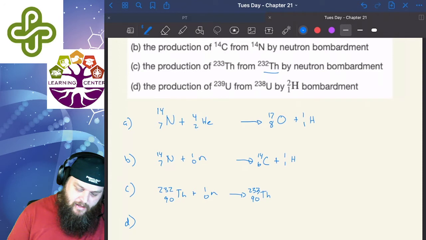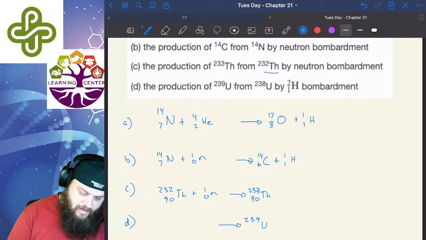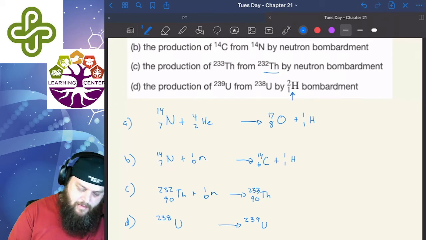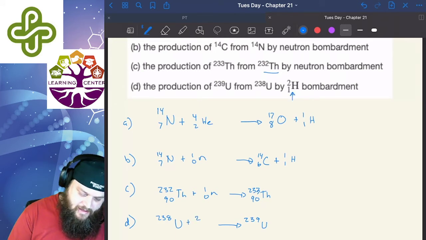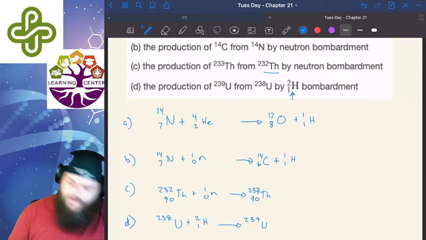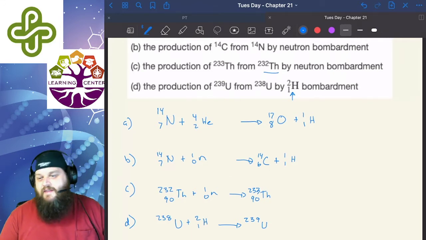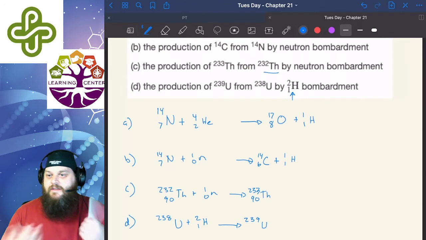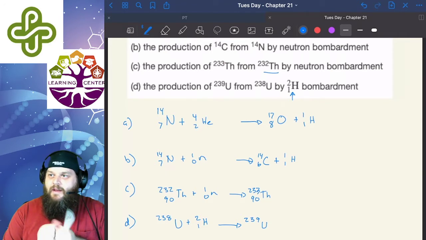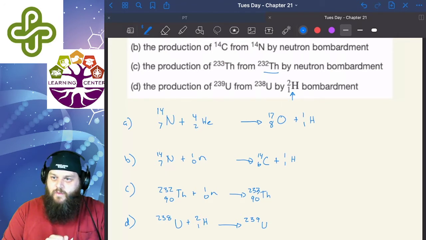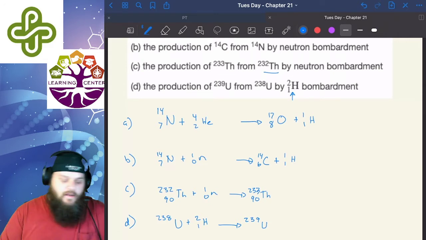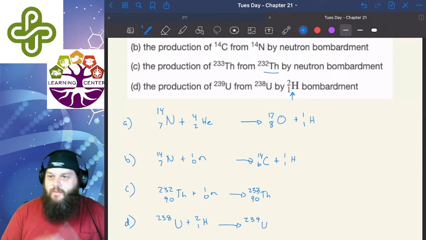For part D, the production of uranium-239 from uranium-238 by, and notice this type of bombardment, that hydrogen has an extra neutron. We call it deuterium. It's basically heavy hydrogen. The hydrogen is the same as before, with 1 proton, but now it has a neutron in there as well. Not really floating, it's bonded into the nucleus. But it's a little heavier.